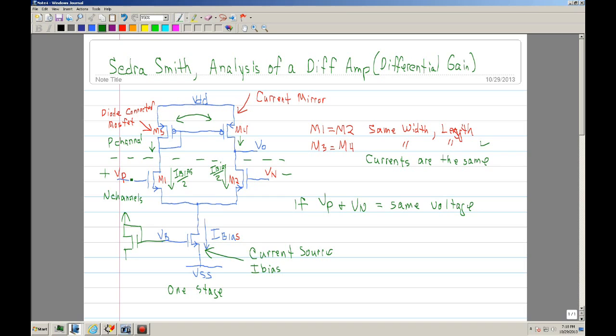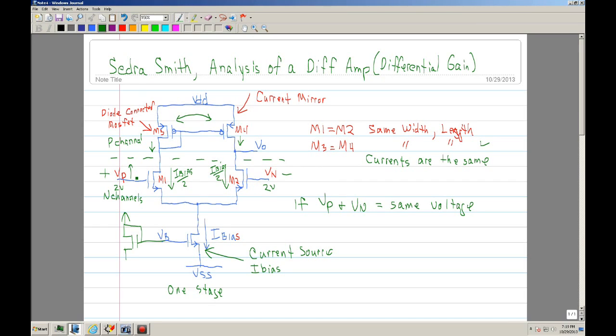Now if you put a little wiggle here, let's pretend that they're both biased at 2 volts. You should have half the current flowing through both of these. But let's say we slightly raise one up to 2.2 volts, and have the negative remain at 2. What does it do?